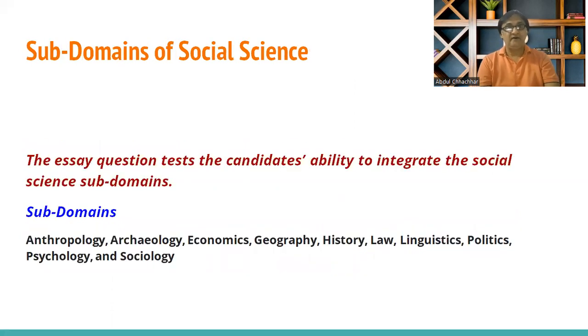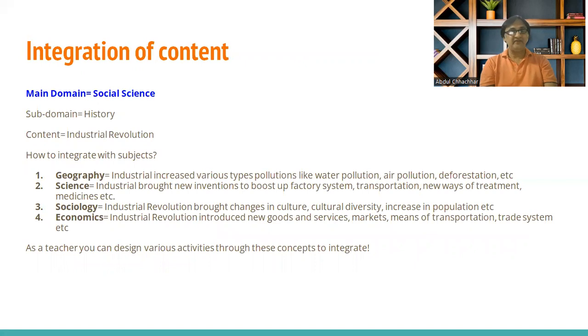What are the subdomains of the social sciences? As I have mentioned, the subdomains of the social sciences are anthropology, archaeology, economics, geography, history, law, linguistics, politics, psychology, and sociology. So this is an essay question testing candidates based on the ability to integrate the social science with the subdomains. Here is an example: the main domain is social science, and history is the subdomain of that. The content is the industrial revolution. So how do we integrate the industrial revolution with the other subjects, either subdomains or other subjects such as geography?